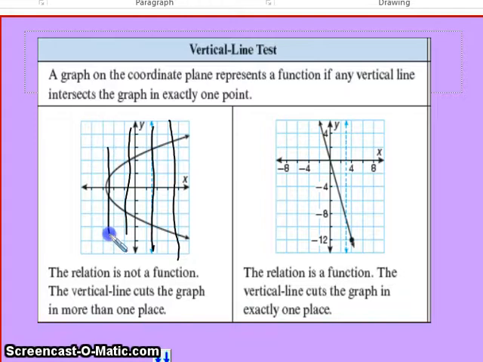So see the sideways parabola here? There are all these lines that I can draw where I pass through this curve twice. That means that that is not a function. Now over here I have a line graph, and no matter where I draw a vertical line, and I realize these are not very pretty vertical lines, but no matter where I draw a vertical line, I will only pass through that graph once. So this one is a function.